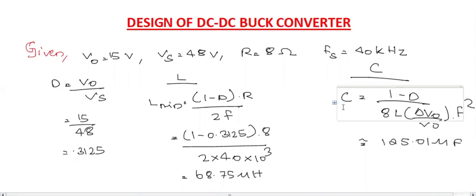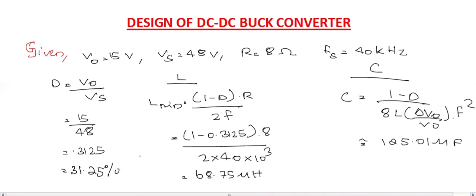When it comes to the design of a DC to DC buck converter, let's consider one condition. We have a source voltage of 48 volt. We need to obtain an output voltage of 15 volt. The switching frequency is given as 40 kilohertz. So the time period we should take as 1 by frequency. Then we have the output resistance, that is the load side, 8 ohm. Initially we calculate the duty ratio. I have already written everything here. The duty ratio will be V output by V input in case of a DC to DC buck converter. So 15 by 48.